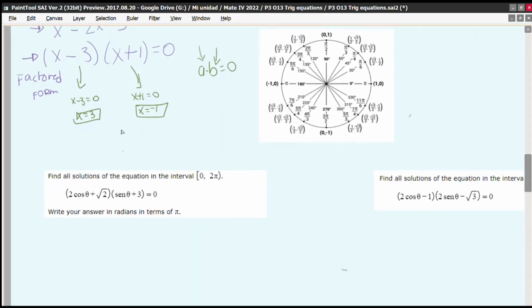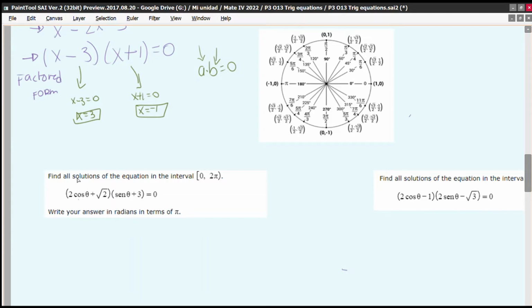So this is my first exercise. I'm being asked to find all my positive solutions in this interval for this factored equation, and write your answers in radians in terms of pi. That is our first clue that we're not going to use a calculator, because it specifies that it's in terms of pi, and we know that the calculator gives us the product with pi included, okay?